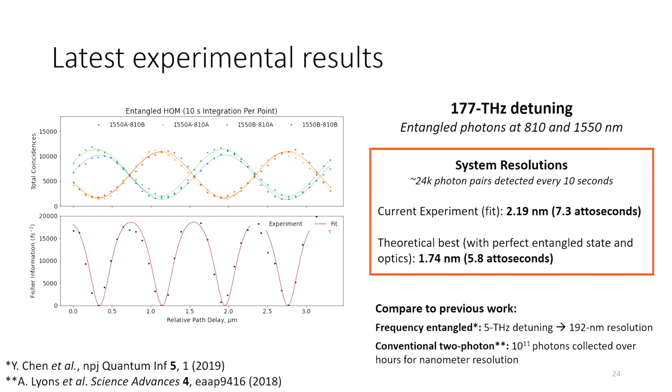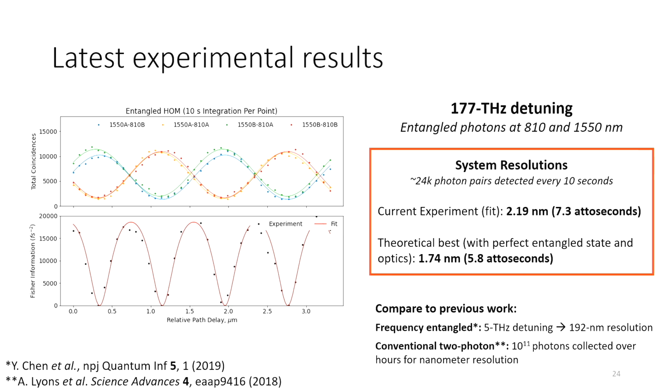We've already applied this in our experimental laboratory system with 177 terahertz detuning, which means our two entangled colors are 810 and 1550 nanometers. This plot at the top shows our fringes. We performed a Fisher information analysis shown on the plot below. This allows us to project what kind of resolution we can get with our system. It turns out that with 24,000 photon pairs detected every 10 seconds, we can achieve a resolution of 2.19 nanometers, which in time is 7.3 attoseconds. That is just barely above our theoretical best of 1.74 nanometers or 5.8 attoseconds.